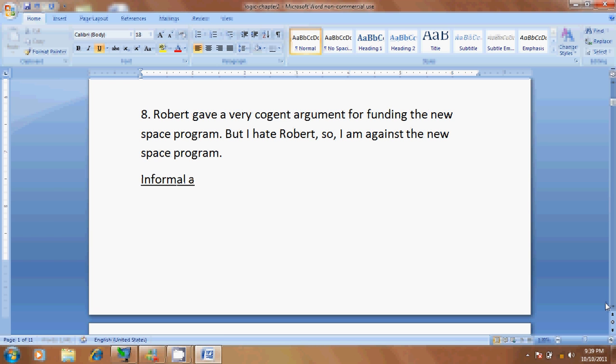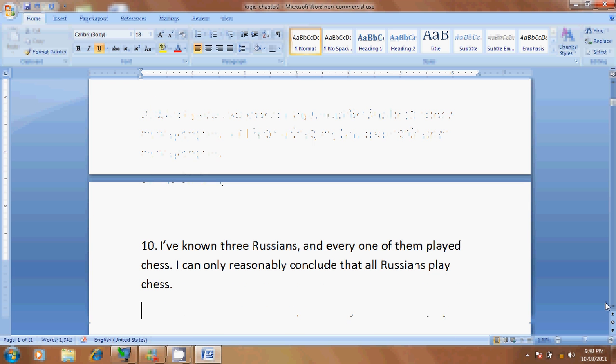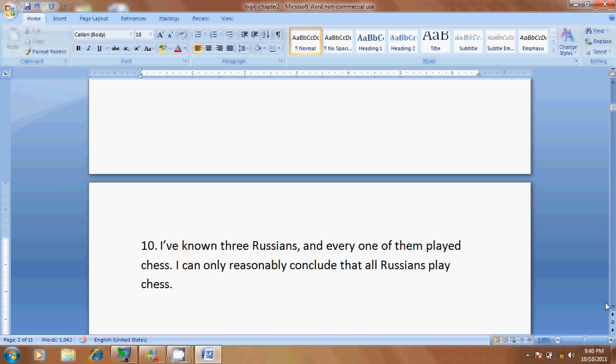And then finally, number 10, I've known 3 Russians and every one of them played chess. I can only reasonably conclude that all Russians play chess. So this is a generalization because 3 Russians play chess, and I'm now concluding all Russians play chess. So that's an informal fallacy because, A, it is an inductive argument. Any generalization is inductive. But it's also a weak inductive argument because the strength there just isn't there.